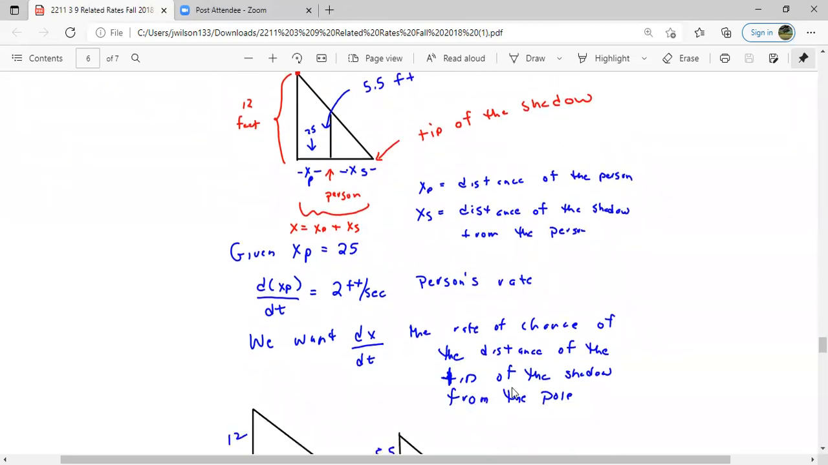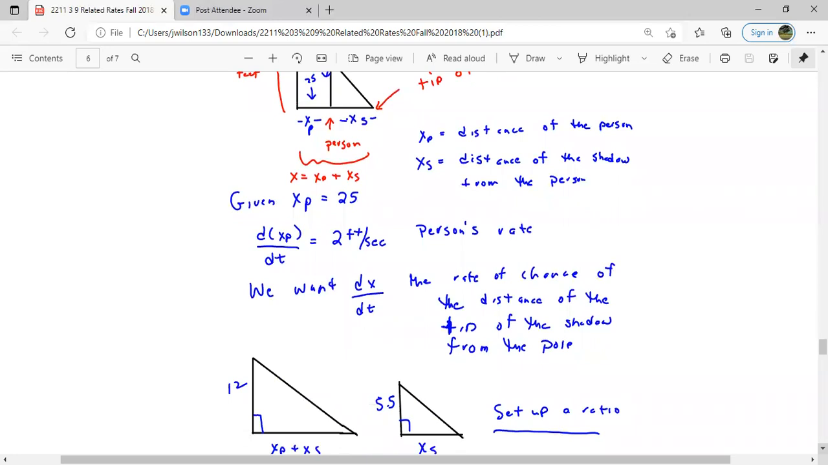So we want the dx dt, because this is the distance from the tip of the shadow to the person, but this whole leg is the distance from the tip of the shadow to the pole. So we want to know how fast this is changing. We want dx dt, the rate of change of the distance of the tip of the shadow from the pole.